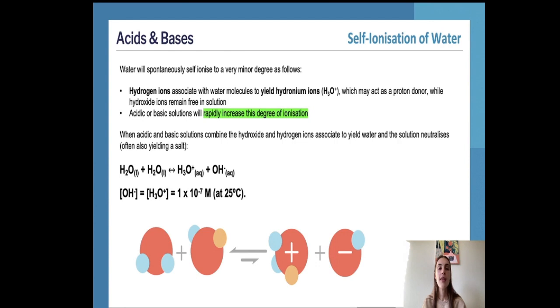So now we want to talk about the self-ionization of water, because water spontaneously self-ionizes to a very minor degree. This is because hydrogen ions associate with water molecules to yield what we call hydronium ions. Hydronium ions can act as a proton donor, whilst hydroxide ions remain free in solution. Acidic or basic solutions will rapidly increase this degree of ionization.